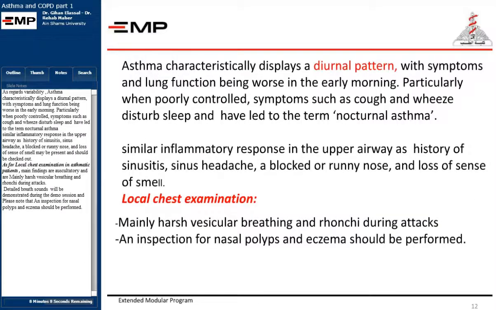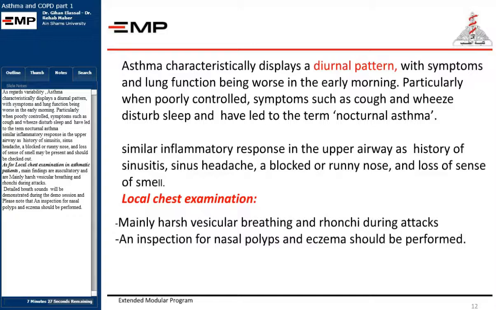As regards variability, asthma characteristically displays a diurnal pattern, with symptoms and lung function being worse in the early morning, particularly when poorly controlled. Symptoms such as cough and wheeze disturb sleep and have led to the term nocturnal asthma. A similar inflammatory response in the upper airway, such as a history of sinusitis, sinus headache, a blocked or runny nose, and loss of sense of smell, may be present and should be checked out. As for local chest examination in asthmatic patients, main findings are auscultatory and are mainly harsh vesicular breathing and rhonchi during attacks.